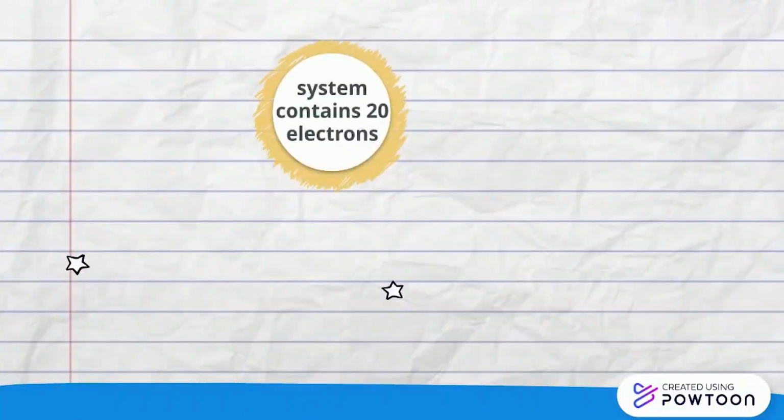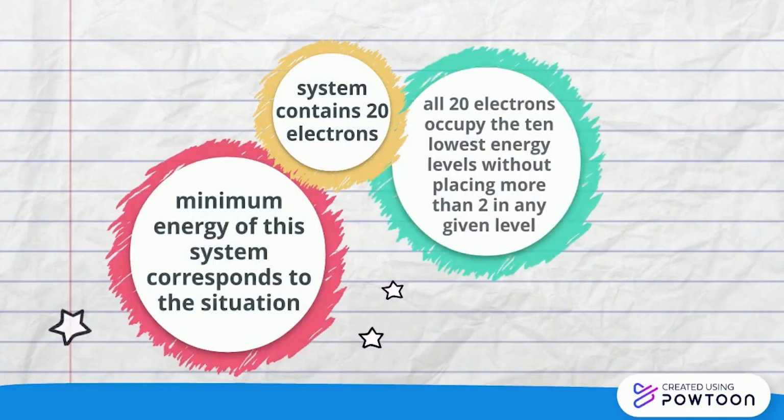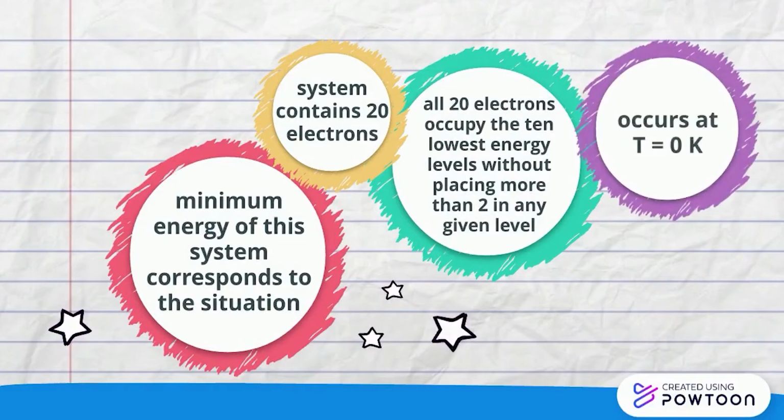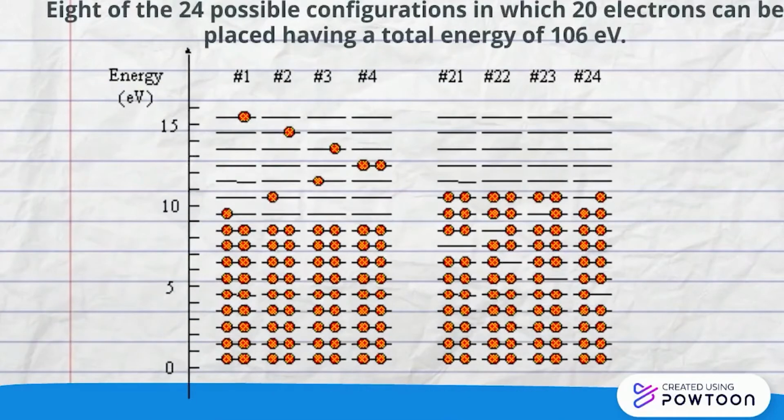The system contains 20 electrons and the minimum energy of this system corresponds to the situation where all 20 electrons occupy the 10 lowest energy levels without placing more than 2 in any given level, which occurs at a temperature of 0 Kelvin and total energy equal to 100 electron volts. You can see the example in this figure here.